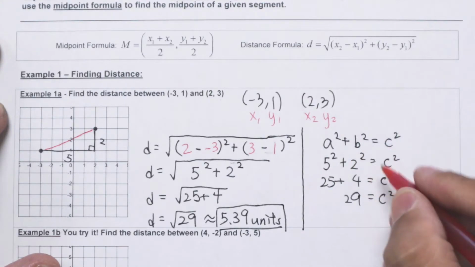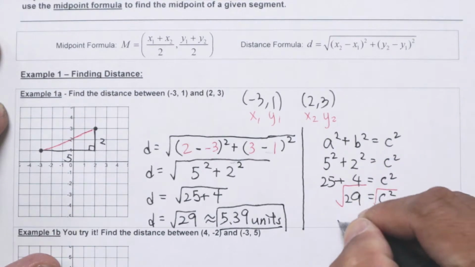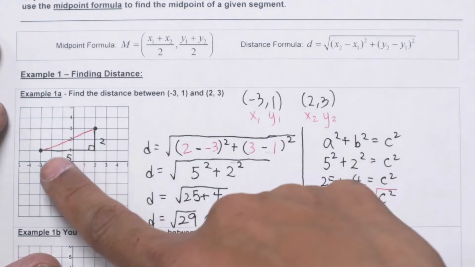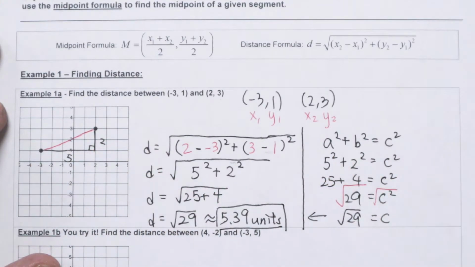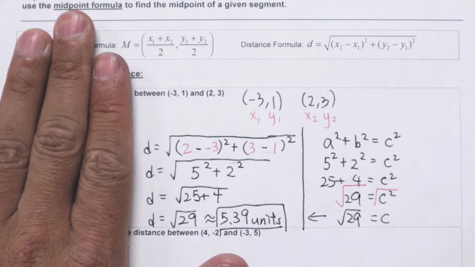So let's actually continue. 25 plus 4 is 29, which is equal to c squared. And to undo the square, you take the square root on both sides. So you get c is equal to the square root of 29, which is the same thing as 5.39 units long. Now, of course, it's easy to count because here we're able to count how far and how long it is when we have a picture. But sometimes if I were to cover it and we don't have a picture, it's really hard to count.